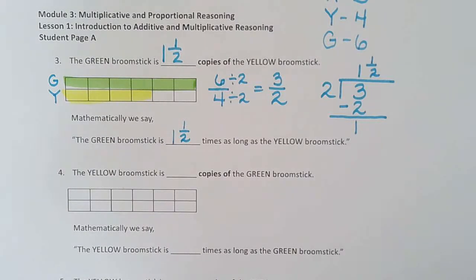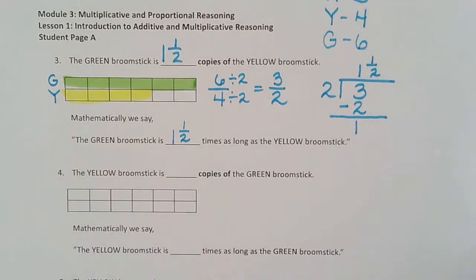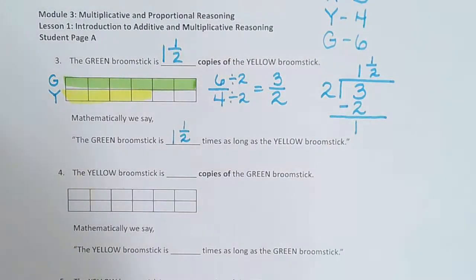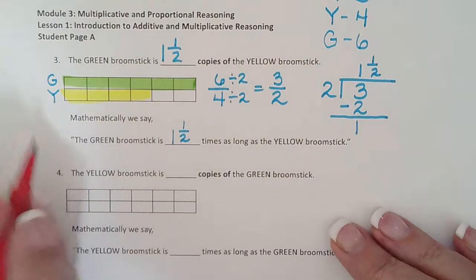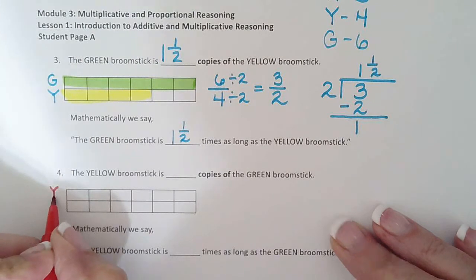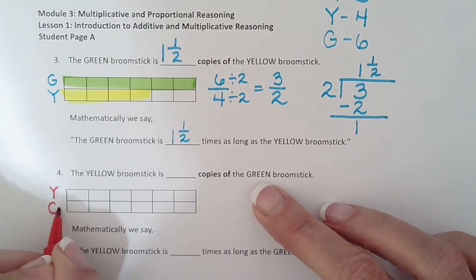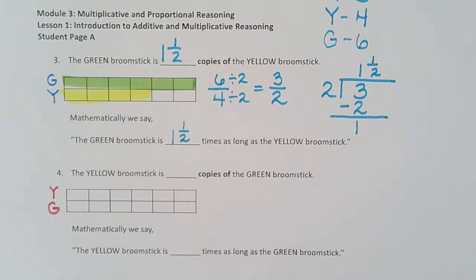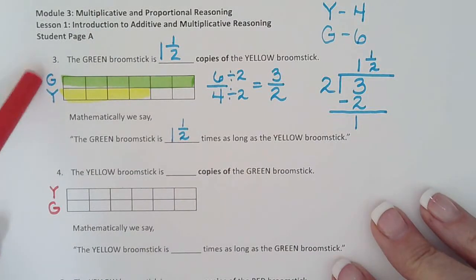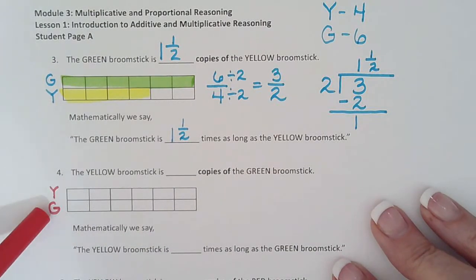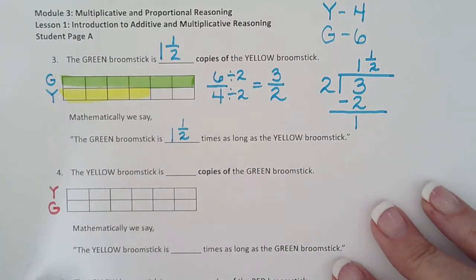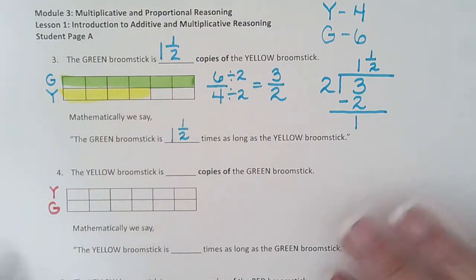Okay, on this next one, we are comparing yellow and green, but notice the yellow is listed first. So we need to write the yellow up here and the green here, because we always have to keep it in the order that they say, because see how these are switched? The answers aren't going to be the same. You'll see they're actually reciprocals of each other.